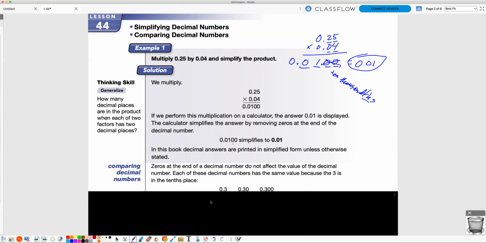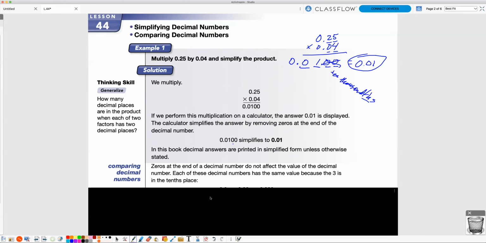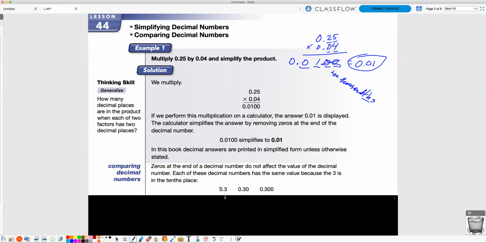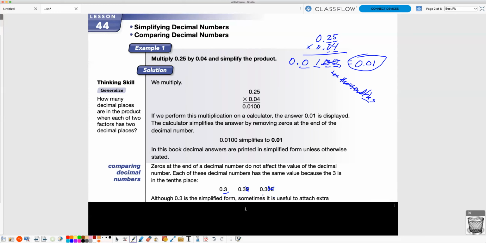Comparing decimal numbers. A 0 at the end of a decimal number does not affect the value of the decimal number. Each of these decimal numbers has the same value because the 3 is in the 10th place. So this is 3/10. We would read it 300ths, but it has the same value as 3/10 because we can just get rid of that. And this would be 300,000ths, but we simplify it to 3/10 because we can get rid of those.